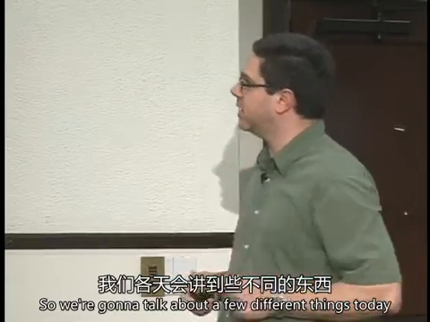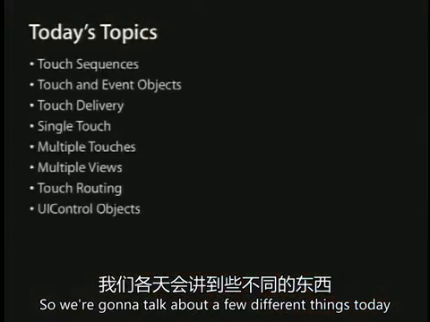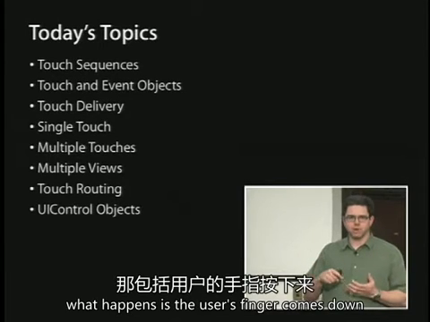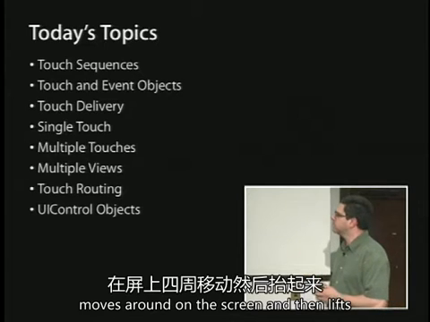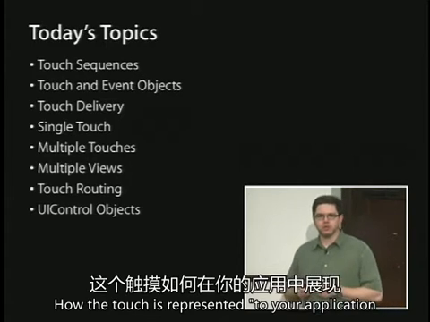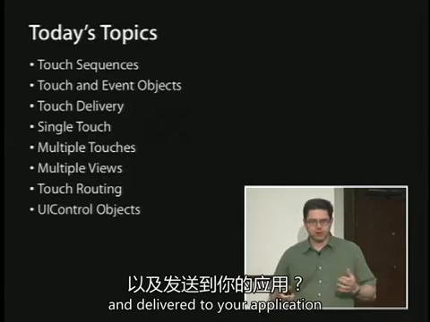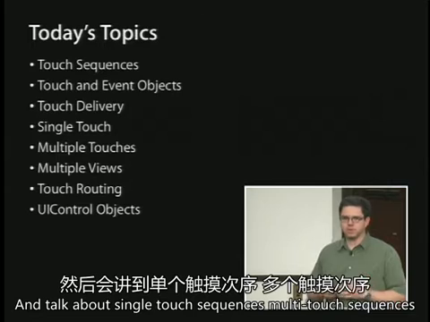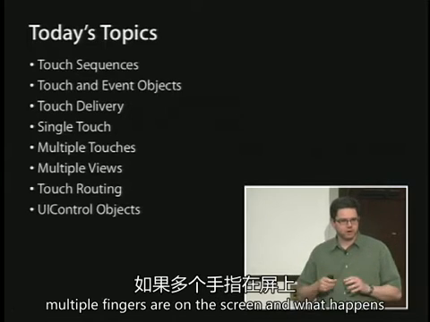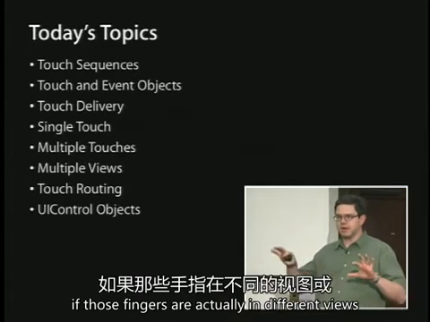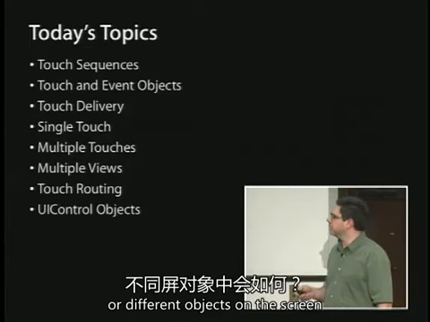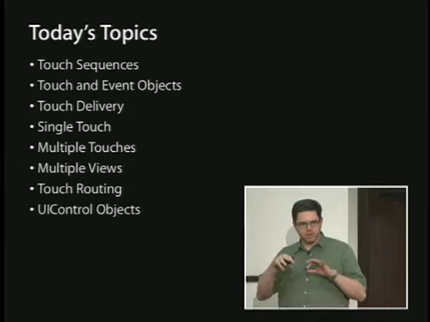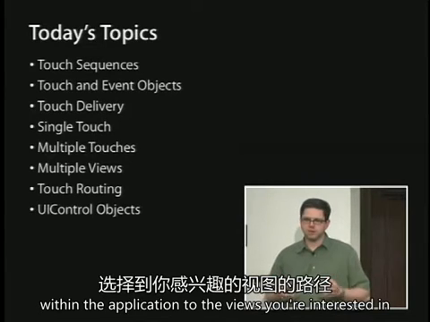So we're going to talk about a few different things today. We're going to talk about a full touch sequence, what happens as the user's finger comes down, moves around on the screen, and then lifts. How the touch is represented and delivered to your application. And talk about single touch sequences, multi-touch sequences if multiple fingers are on the screen, and what happens if those fingers are in different views or different objects on the screen. We'll talk a little bit about how the touches are routed within the application to the views you're interested in.